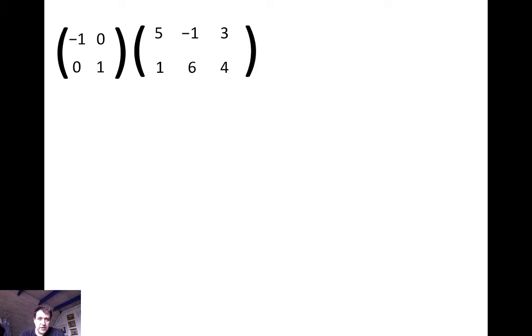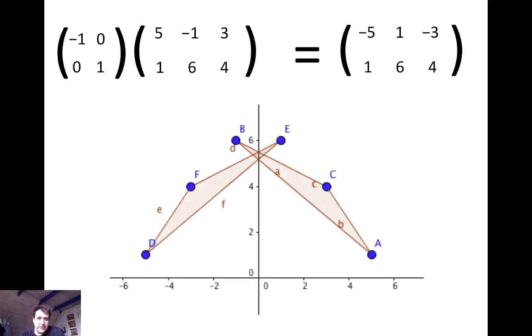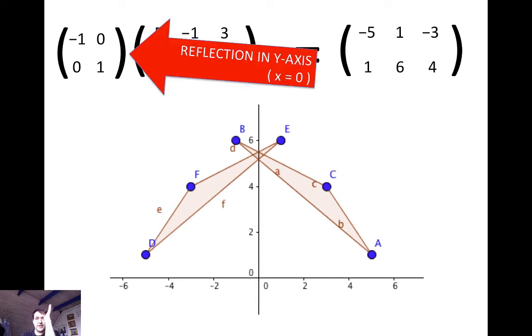Okay, the next one, perhaps you can guess what this does. Looks very similar to the last one. Pause the screen, figure it out. Okay, and then hopefully you got that, which gives you another reflection, but in the y-axis. The y-axis being the line x equals 0, because the x coordinate is always 0 on the y-axis. So it's a reflection in the y-axis.